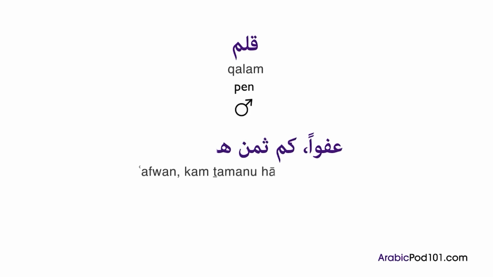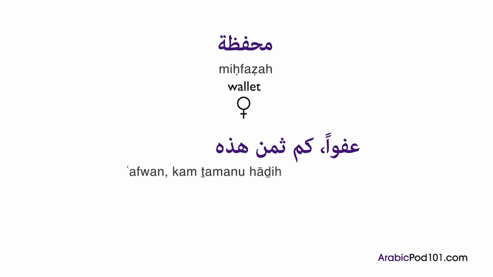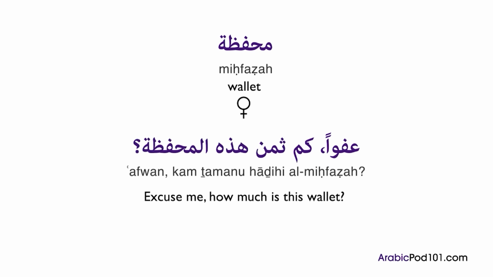For example, pen is masculine. قلم. عفواً, كم ثمن هذا القلم? Excuse me, what is the price of this pen? And محفظة is a feminine noun that means wallet. عفواً, كم ثمن هذه المحفظة? Excuse me, how much is this wallet?